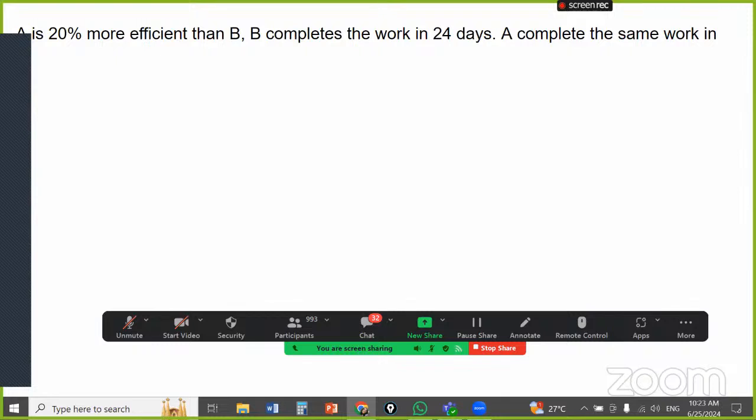A is 20% more efficient than B. B completes the work in 24 days. A completes the same work in how many days? Whatever work B does, A's efficiency is 20% more than B. That is what is given. We just need to find, if B completes the work in 24 days, how many days will A take to complete the same work?